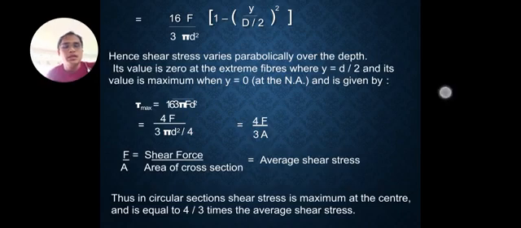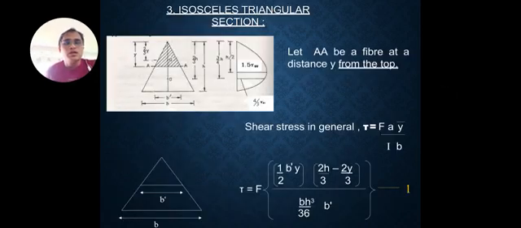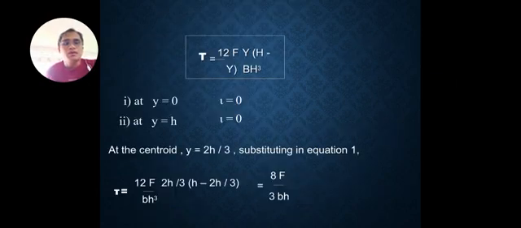So for an isosceles triangle section, let AA be a fiber at a distance from the top. Shear stress in general is as given.